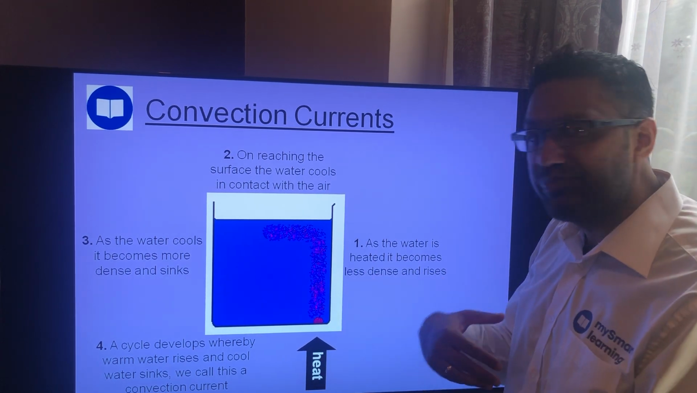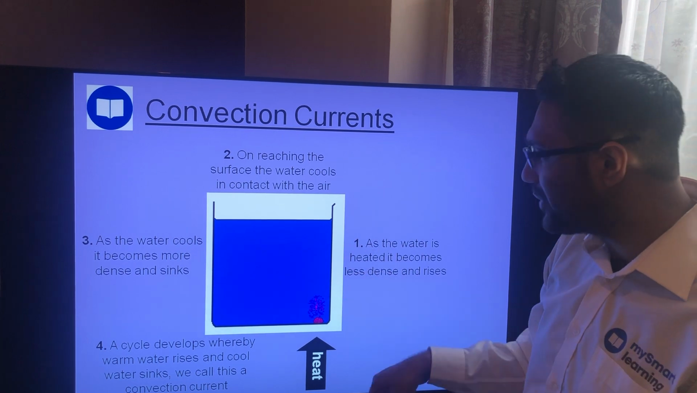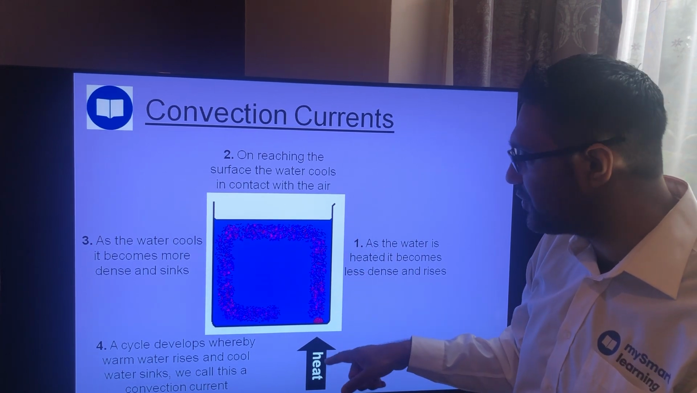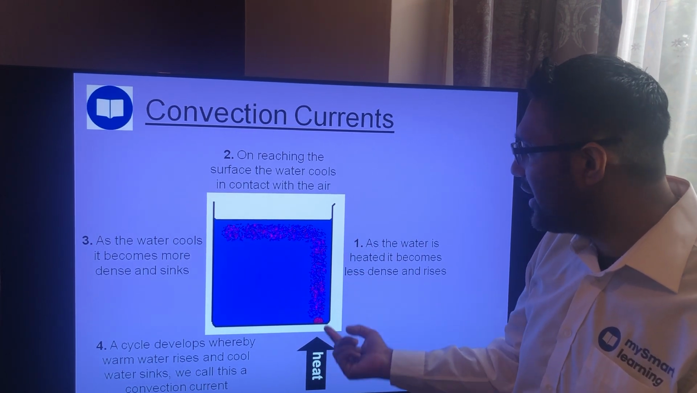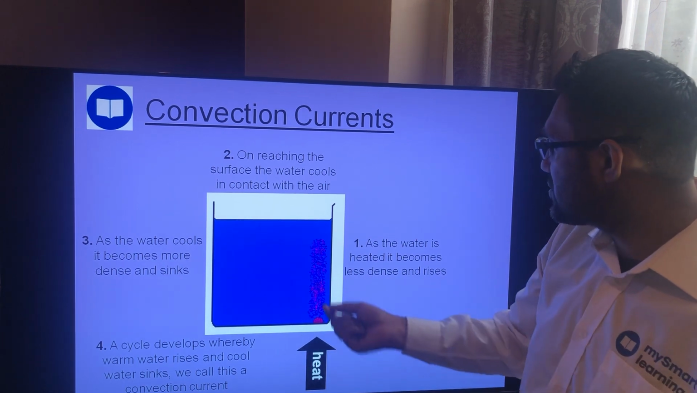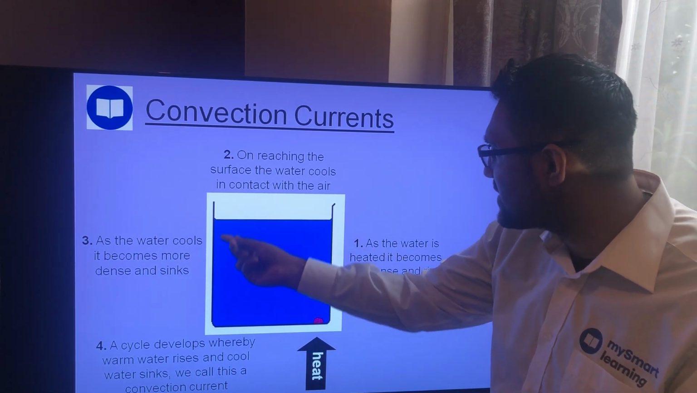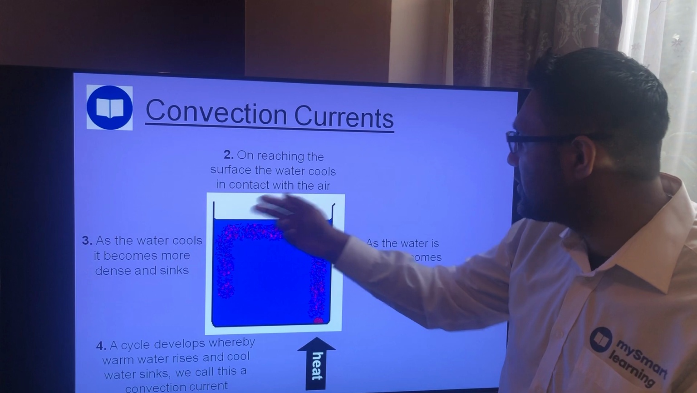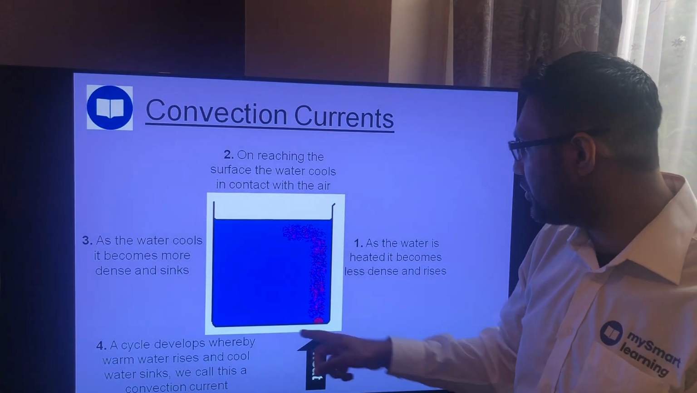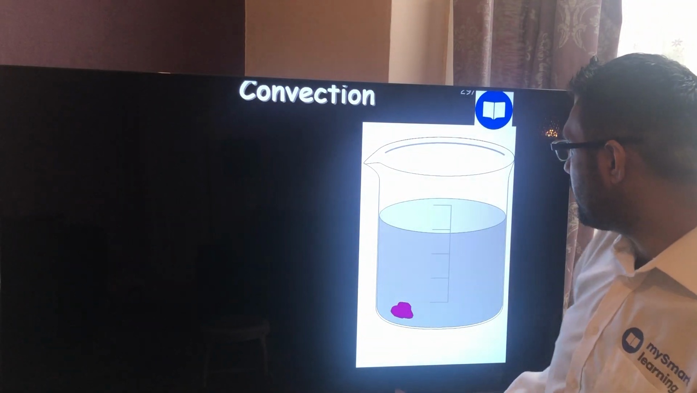Now in the lesson, we'll do the practical. I'll put a little purple crystal at the bottom of the water, I'll heat it with a candle, and you'll see a bit like a lava lamp. You'll see that the purple dye rises and it goes round and round in a circle, showing you the convection current. So it looks something like this.